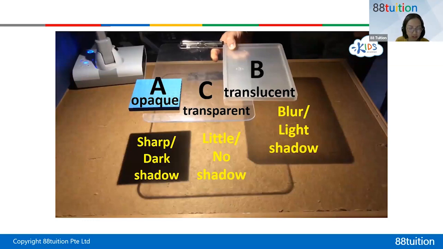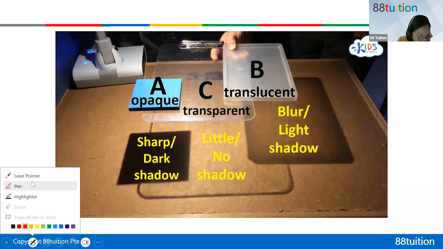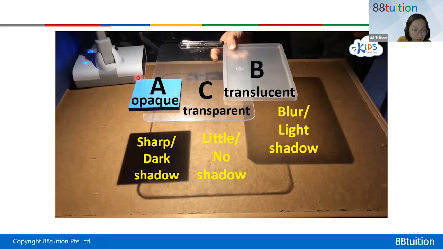You can all see A has a sharp, darkest shadow. So A is an opaque object. Okay, so A is an opaque object and it has the darkest shadow. All right, now B is translucent. That means you can see a little bit.